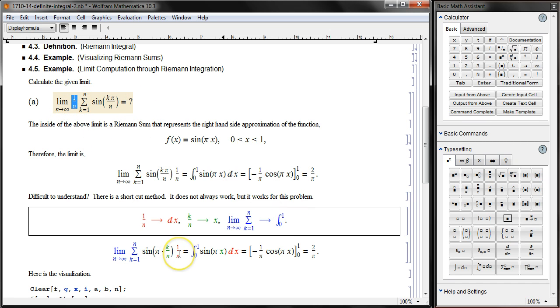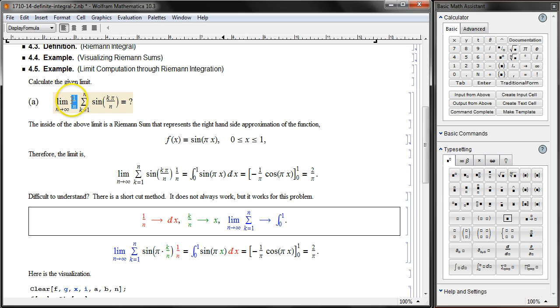Let's move 1 over n to the right hand side and get this form. And then the color coding will help. Limit summation, that's the integral from 0 to 1. 1 over n is dx, as highlighted in red. And then k over n is x, as highlighted in green. How about the black part? They stay exactly the same. So what do you have? We have an integral from 0 to 1, sine of pi x dx. We have just integral computation to do. You can use the fundamental theorem to calculate, and then we end up with 2 over pi like this. Rather schematic, but it works.